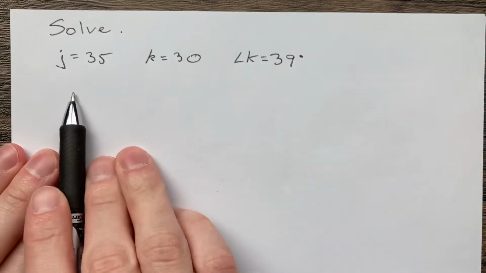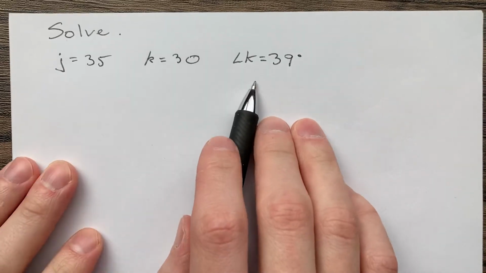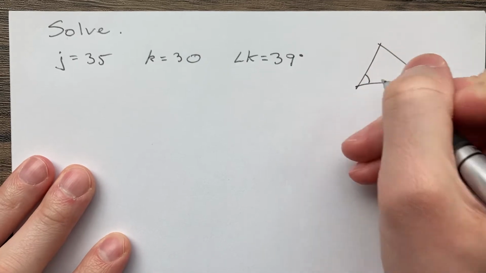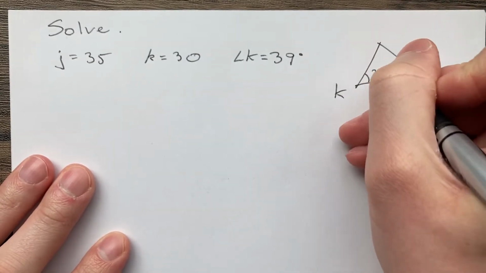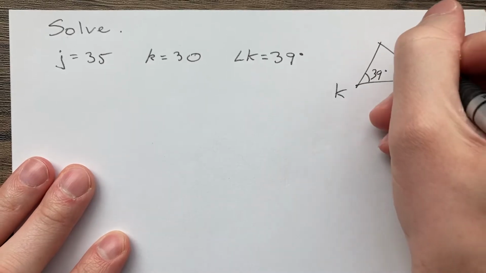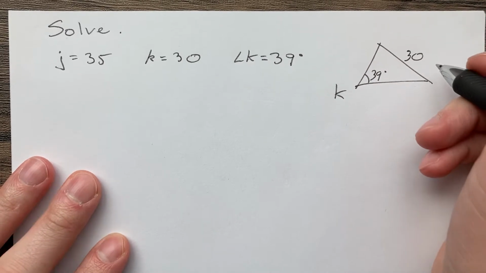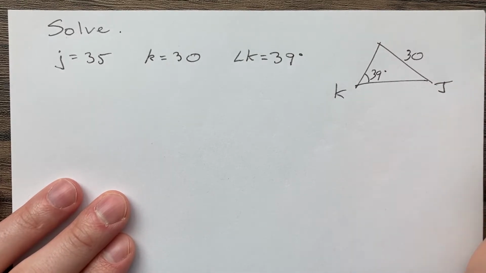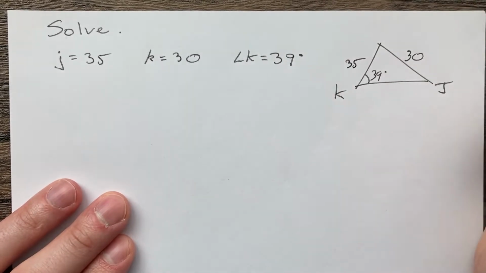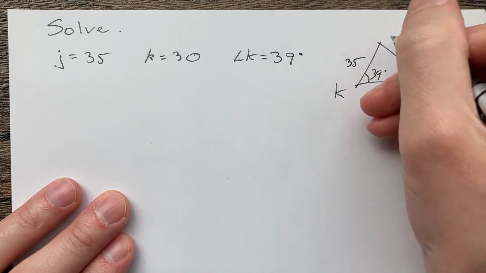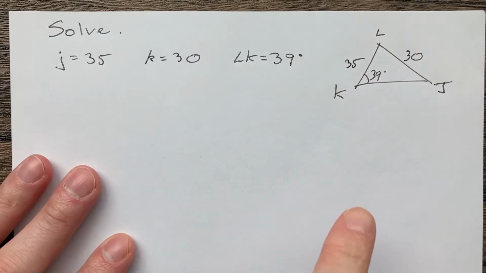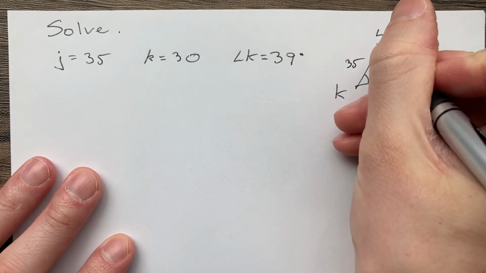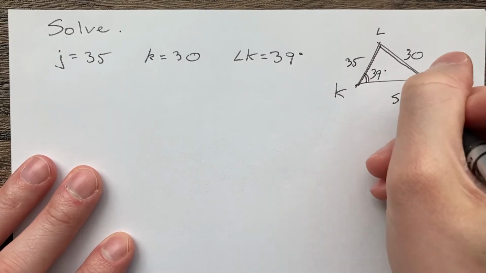We have side J is 35, side K is 30, angle K is 39. So if I were to sketch out this triangle, I always like to put the angle that I know down here in the bottom left, just for consistency's sake. Making that opposite side 30 there for side K. And then I'm going to put angle J down there in the bottom right, putting side J over there, and then let's call this L there at the top. So yeah, this fits side, side, angle.